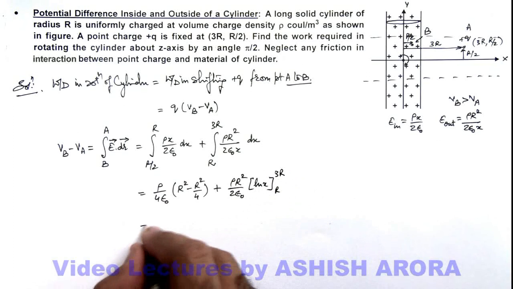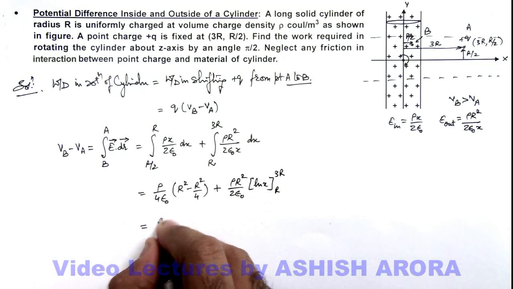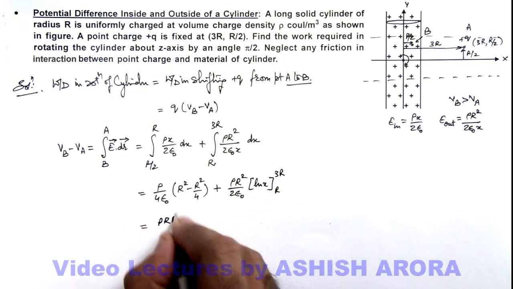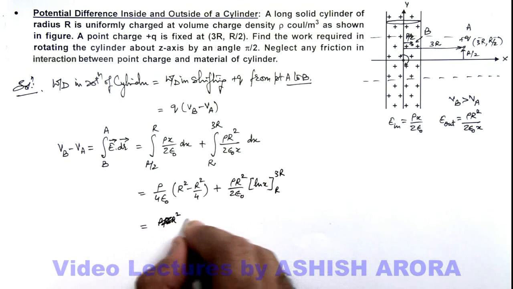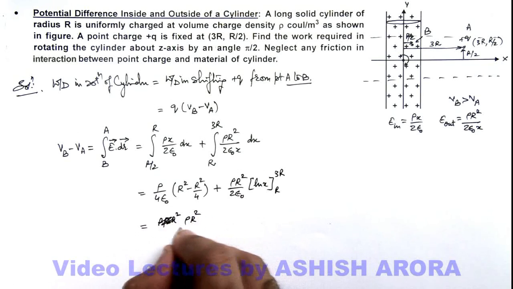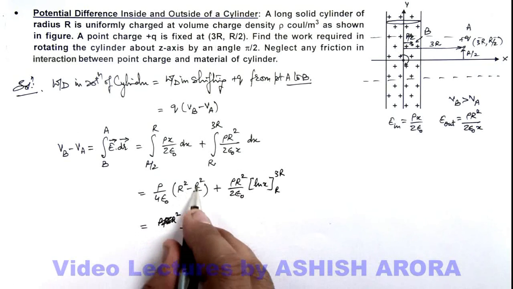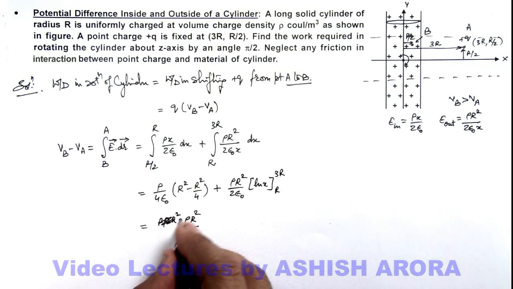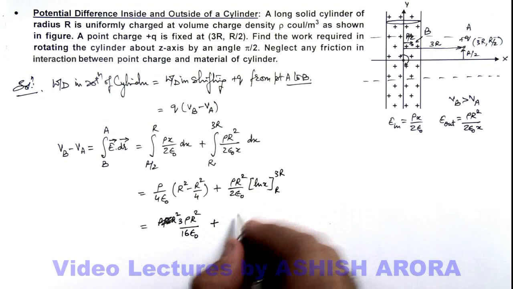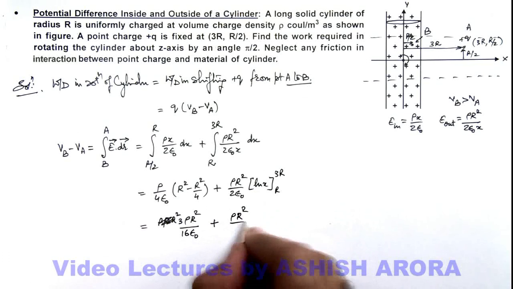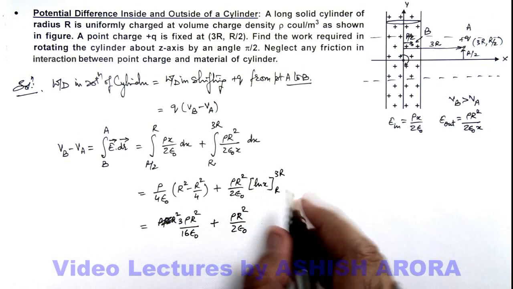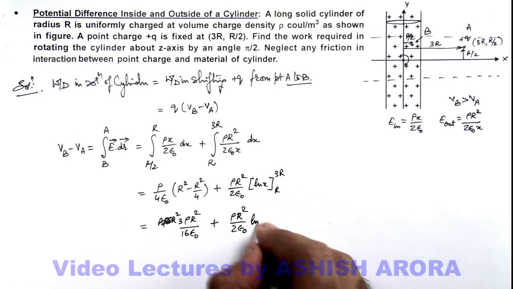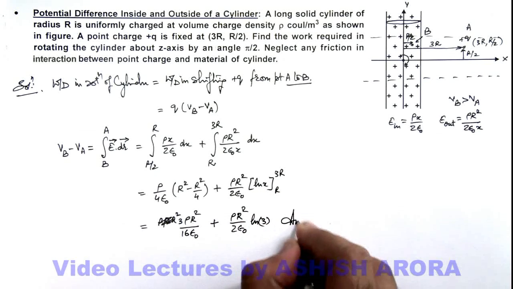So this will be rho r square, with 1 minus 1 by 4 being 3 by 4, so 3 by 16 epsilon naught, plus rho r square by 2 epsilon naught times ln 3r minus ln r, which can be written as ln 3. So this will be the answer to this problem.